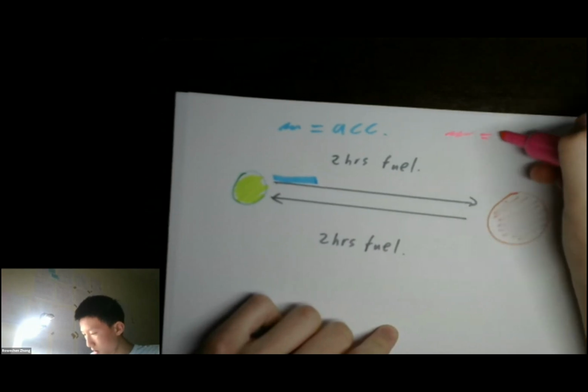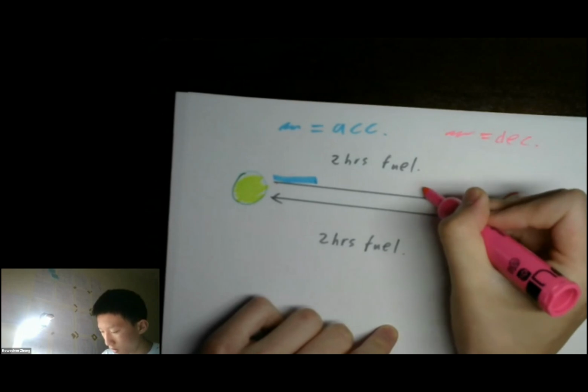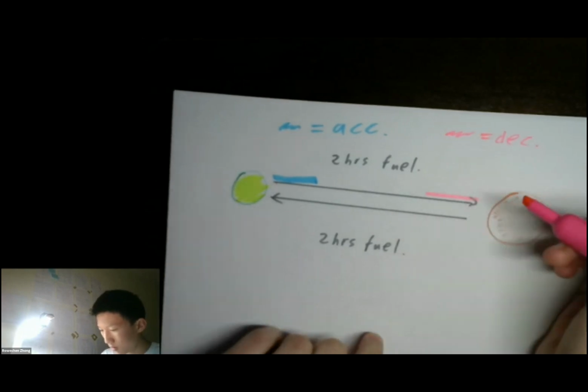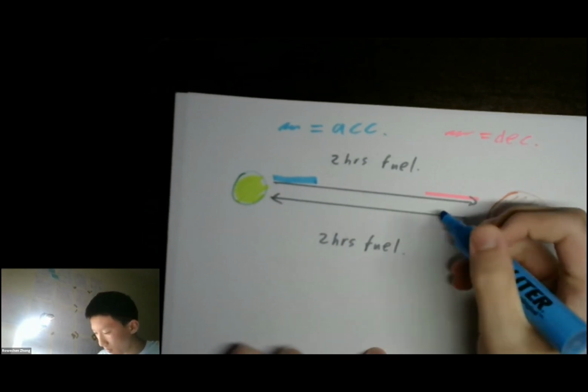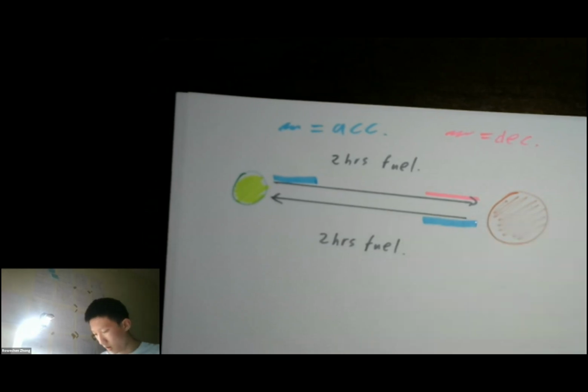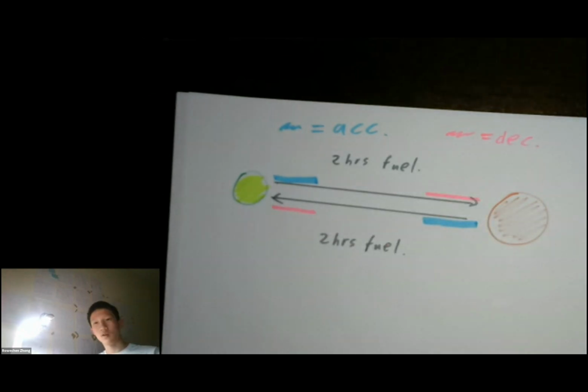Pink is going to be decelerate. Last hour, going to spend decelerating. That's the game plan. And then the way back, spend 1 hour accelerating, spend 1 hour decelerating. That's the game plan. Everyone got that? All right. So now we should probably do some physics.